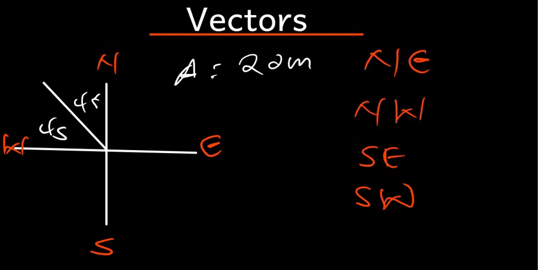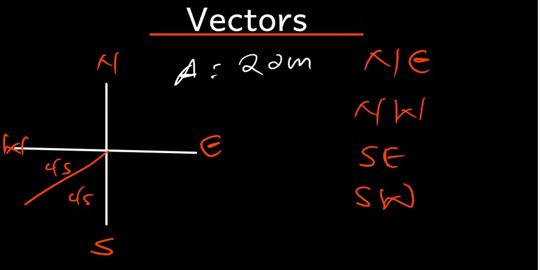Let's go to the next one. We are talking about now is southeast. So southeast is going to be in between here. So we have 45, 45. The angle is going to be from this line until it touches this line. 180, we know that from here to there, 180 plus 45. That will be the angle to use.